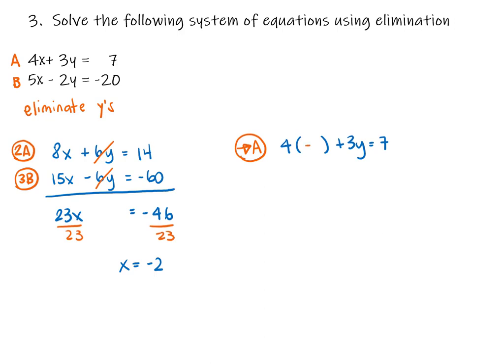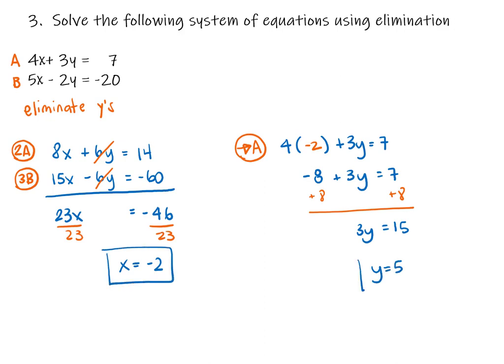Substituting the value of negative 2 in wherever I see an x, that gives me negative 8 plus 3y is equal to 7. Adding 8 to both sides, I get 3y is equal to 15, so y is equal to 5. Now I have the value of x and the value of y, but you have to be careful. That's not two solutions. That is one solution that has both an x and a y variable solved for. And so the solution is one ordered pair, negative 2, 5.